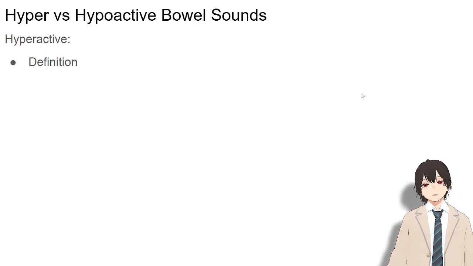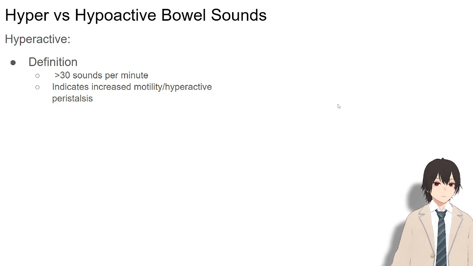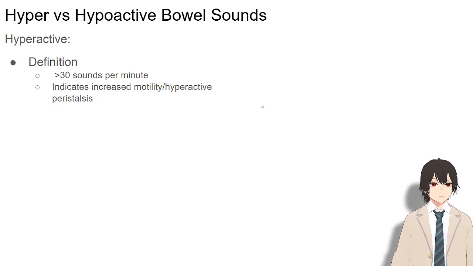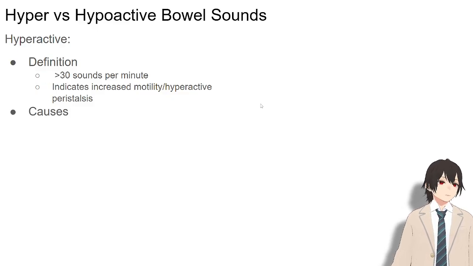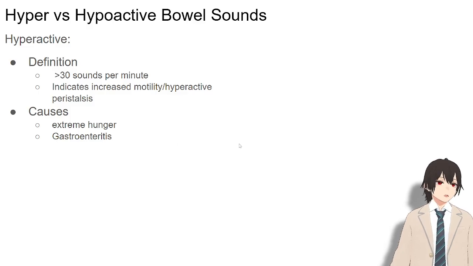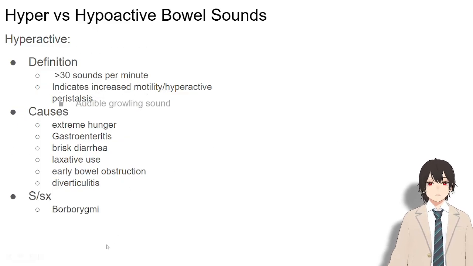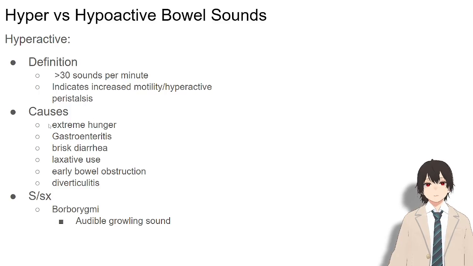Hyperactive is greater than the 30-35 sounds per minute that we defined earlier, and it usually means like increased motility, or there's a lot of peristalsis action going on. So the causes are like if you're extremely hungry, upset stomach, gastroenteritis, this is like the stomach fluid, right? Brisk diarrhea, laxatives, an early bowel obstruction, or diverticulitis. You're going to hear the borborygmi, which is basically the growling stomach sound that you often will hear in a non-pathological fashion when you're just really hungry.